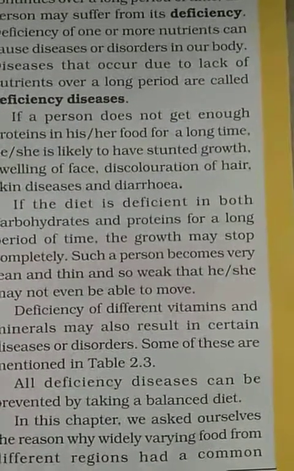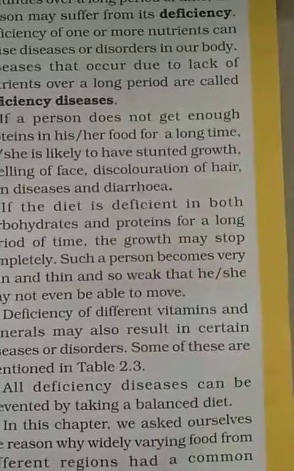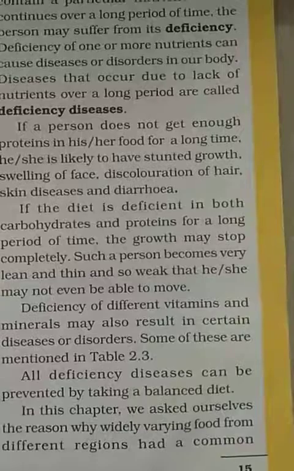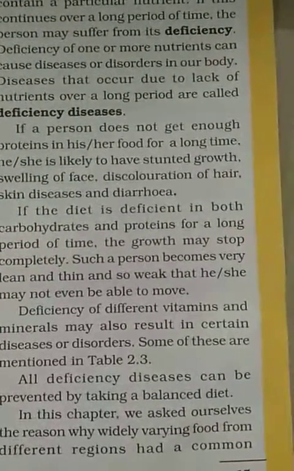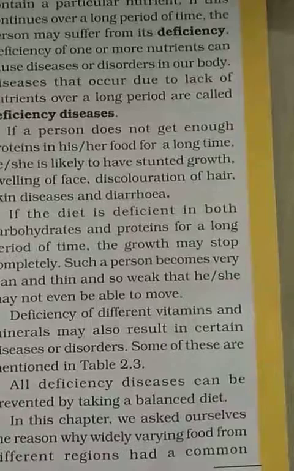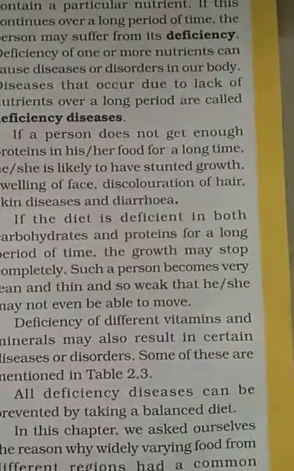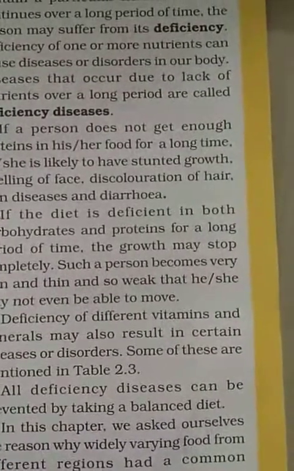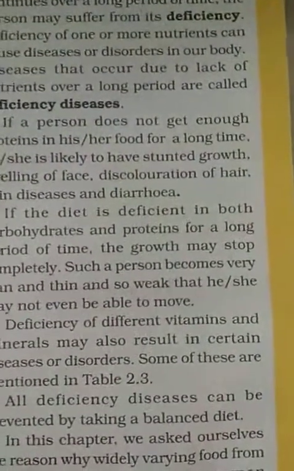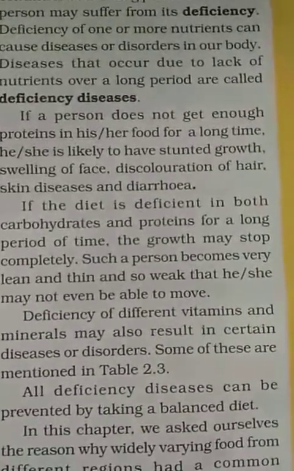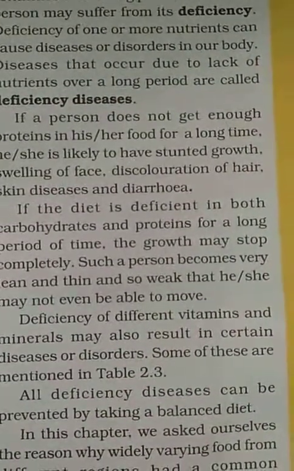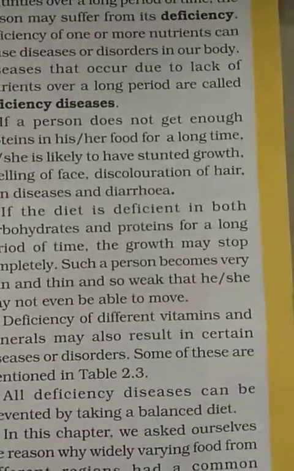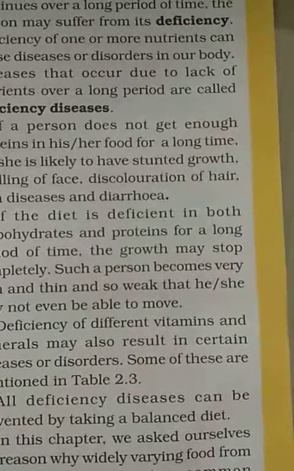If the diet is deficient in both carbohydrates and proteins for a long period of time, the growth may stop completely. If in our diet carbohydrate is less or protein is less, our growth will stop completely. Such a person becomes very lean and thin and so weak that he or she may not even be able to move. If we have this deficiency, we will get weaker and weaker, thinner, and we will not even be able to move.